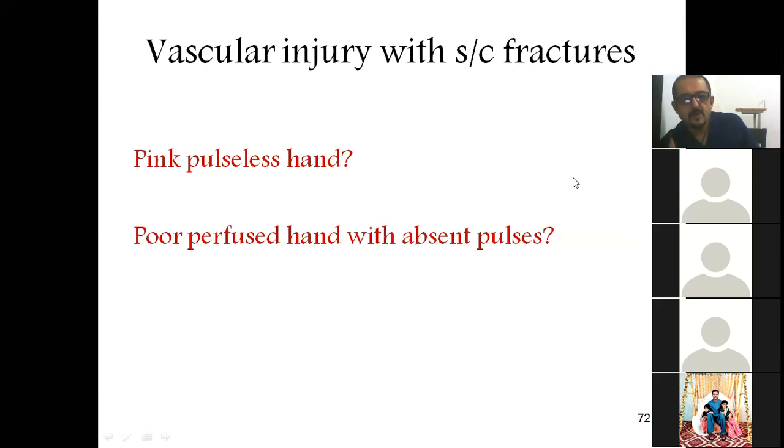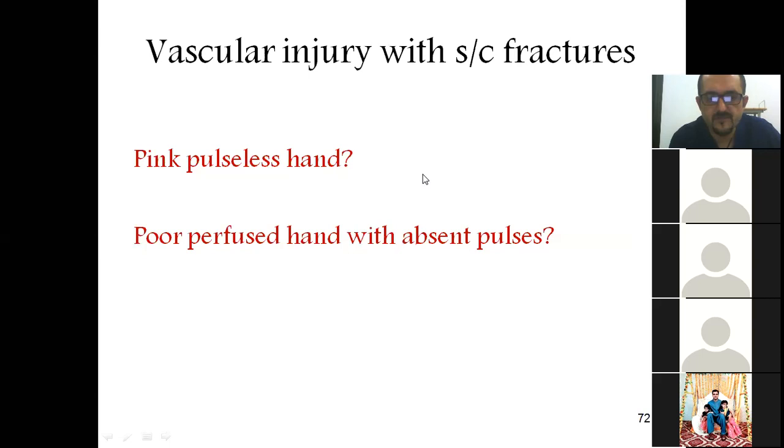For both of them, your primary management as an orthopedician is closed reduction. You will not say, I will do an arteriogram, or I will call the vascular surgeon at once. The first and most important consideration for you is to reduce the displaced fracture. So in your exam, if you have a pink pulseless hand or a poorly perfused hand with absent pulsation, your first job is to reduce the fracture, either in the ER or the OR. Pin it. And then decide accordingly whether you want to shift this patient or want a vascular consultation.